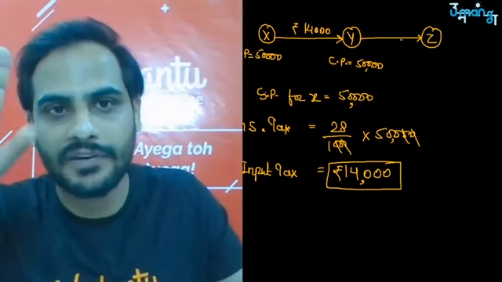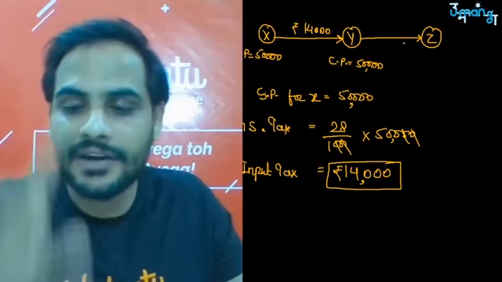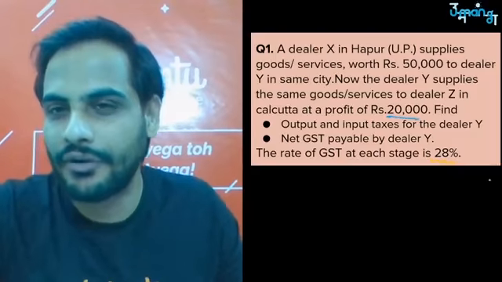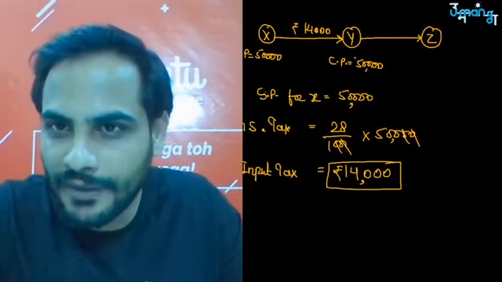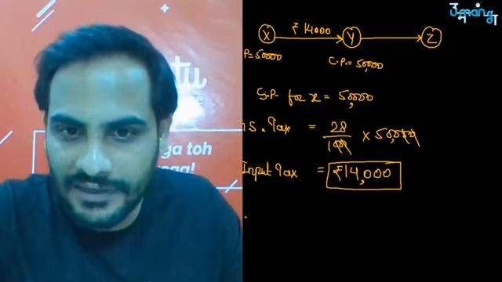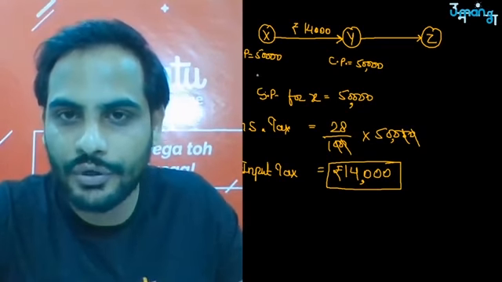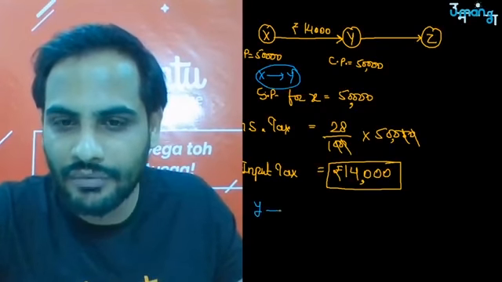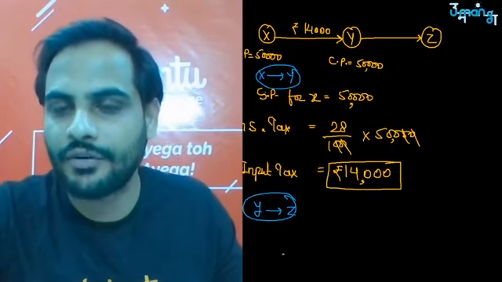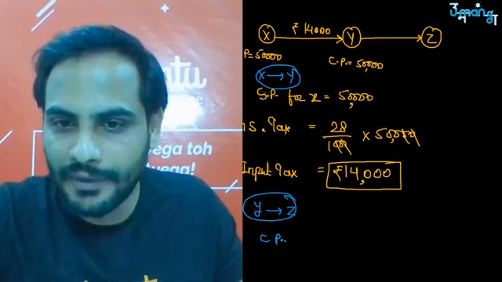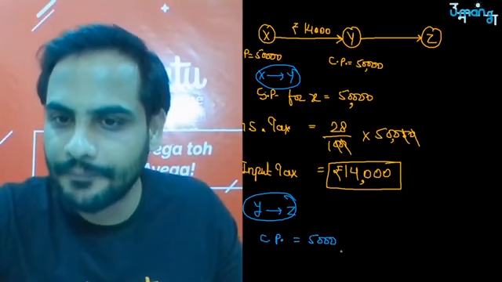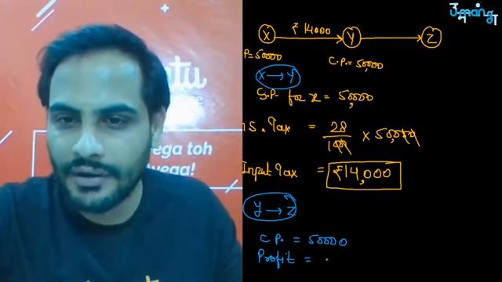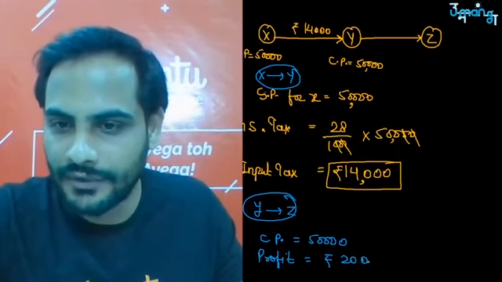Here again the rate percentage is given as 28 percentage, but they have told that Y sells it at a profit of 20,000. So I will say that if cost price of Y is 50,000, this I have told you from X to Y. Now let's talk about Y to Z. So I can say cost price is your 50,000 and profit is your rupees 20,000.